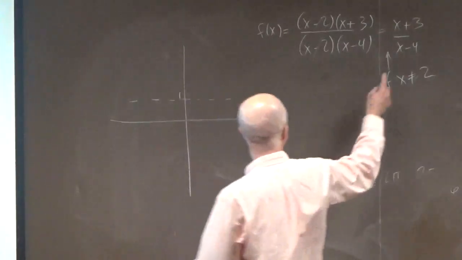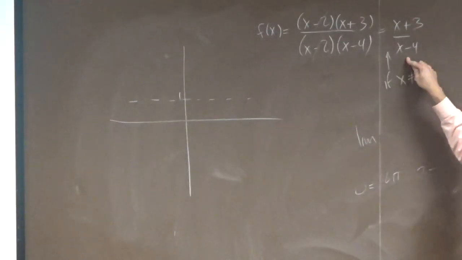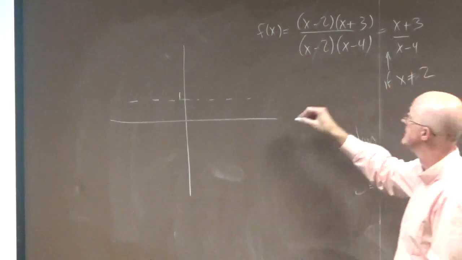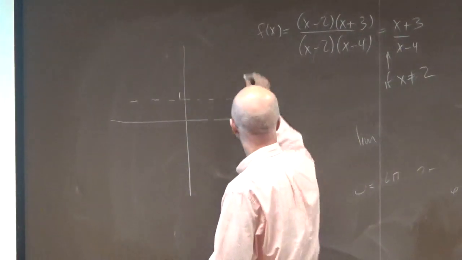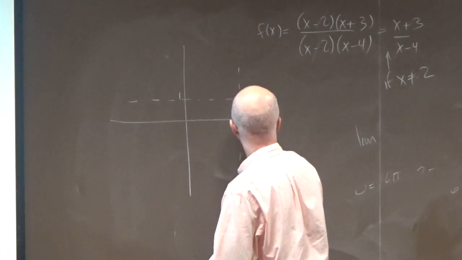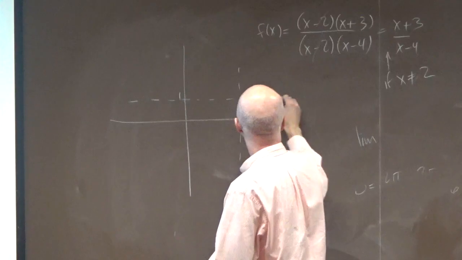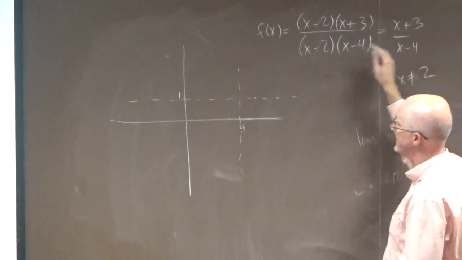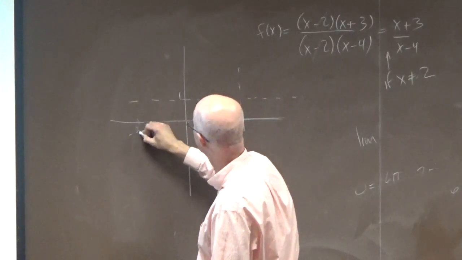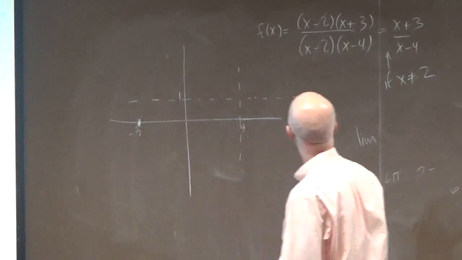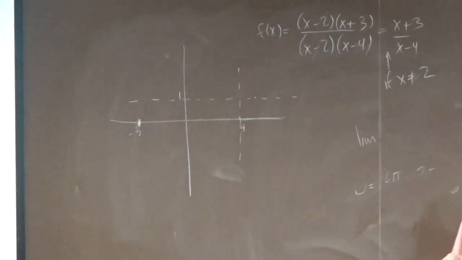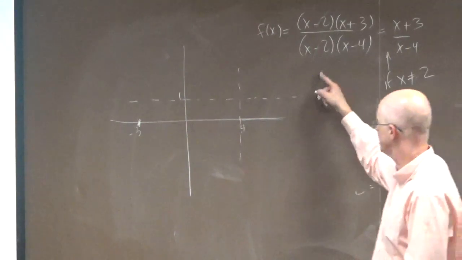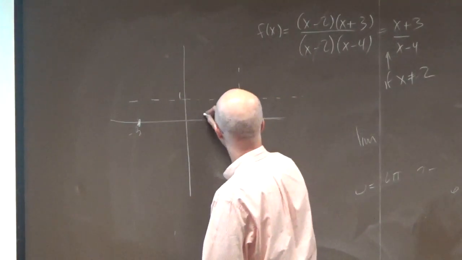There is a vertical asymptote at 4 because the x minus 4 did not cancel. So at 4, there would be a vertical asymptote, and the function definitely would be discontinuous there. There's an x-intercept at x equals -3. Not at 2. The function's not even defined at 2, the original function. There would be a hole in its graph at 2.